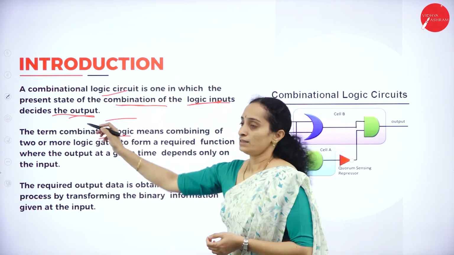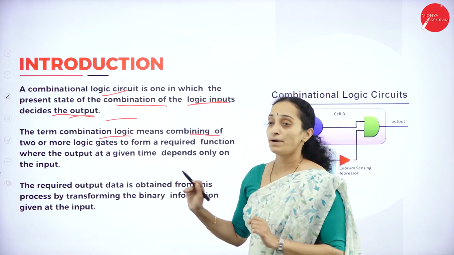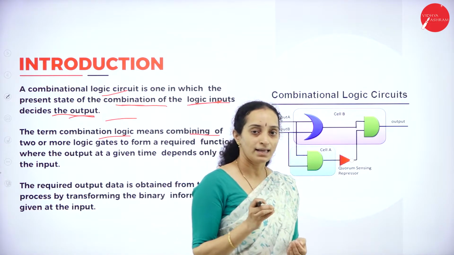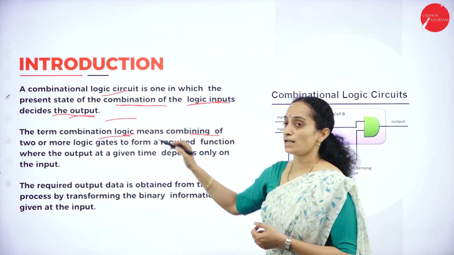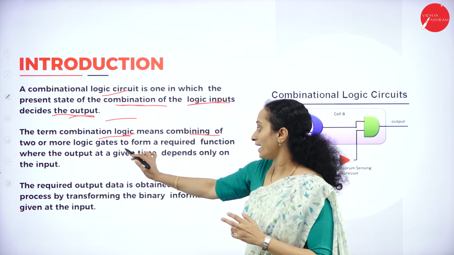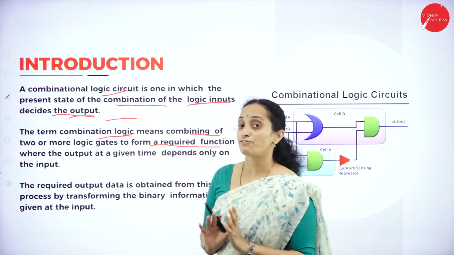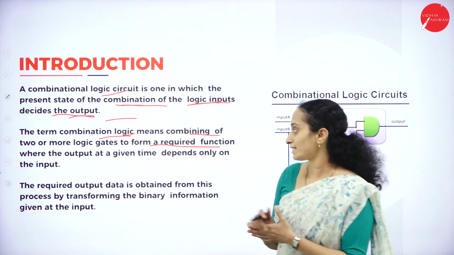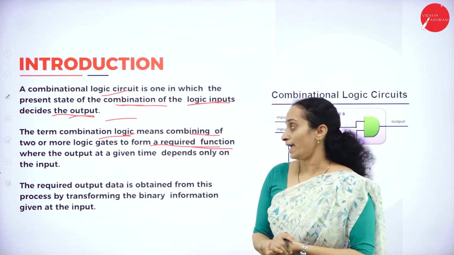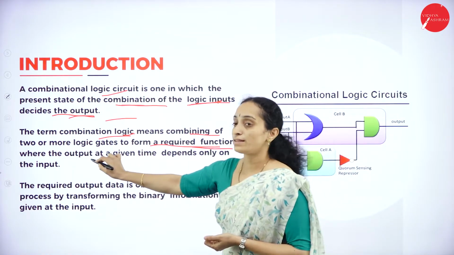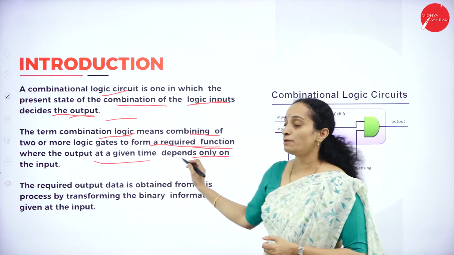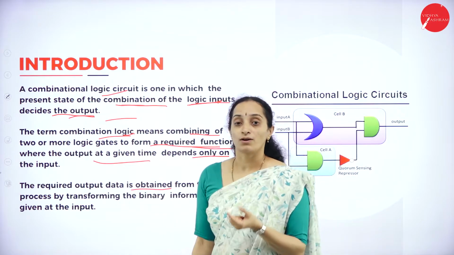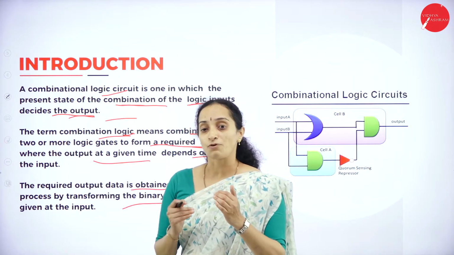All right. The term combinational logic means combining of two or more logic gates. Combinational circuits are the basic circuits that are used in any digital device. All right. The combinational logic means combining more than one logic gates to form a required function. We know about the functional expression, isn't it? F equals x dash, y dash, z dash plus x, y, z dash, like this, isn't it? So we have the combination of logic gates from a required function where the output at a given time or the current time depends only on the current input, not on the previous output. Okay, the required output data we can obtain from the process of transforming the binary input.